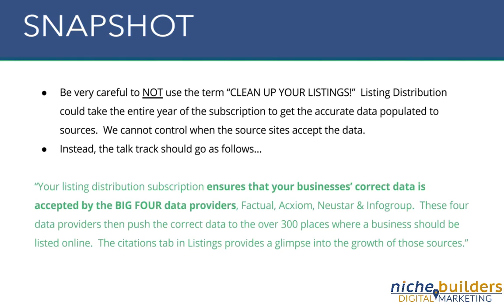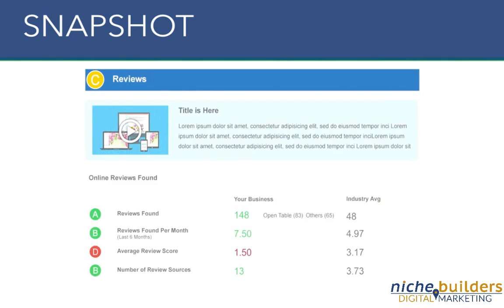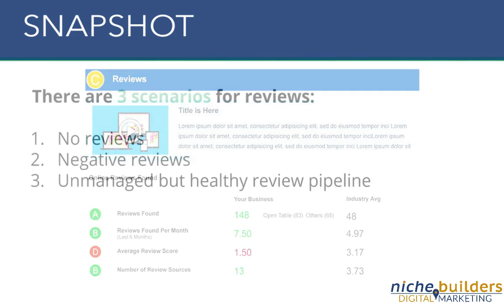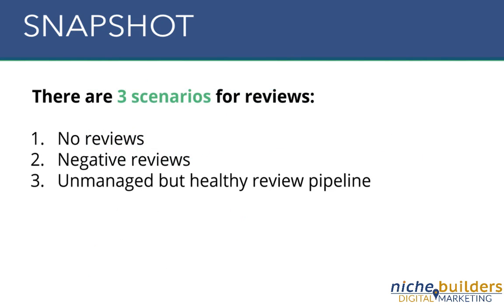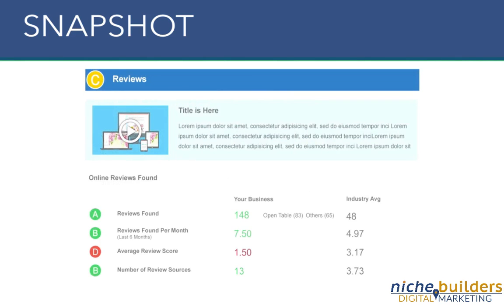Nuggets around Snapshot for reviews. Let's talk about what we dig up for reviews. This thing goes one of 3 ways. The business either has no reviews, they have negative reviews, or they have an unmanaged but healthy review pipeline. And you can learn that right here. Number of reviews found, top line, 148 reviews found on OpenTable and others. It's actually found on 13 review sources.